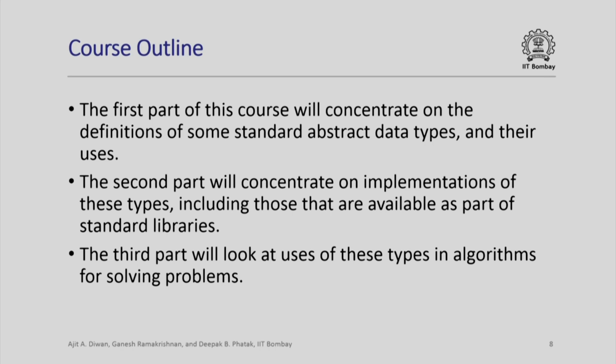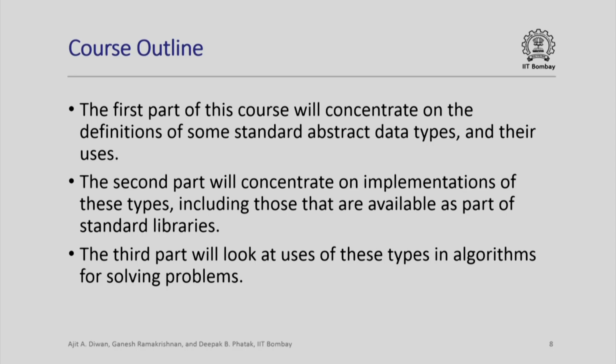So, let us look at the outline of the course that we will be doing. The first part of this course will concentrate on definitions of some standard abstract data types and their uses. There are many data types that occur very commonly, and we will look at their definitions, their properties, and some operations on those types. This is actually independent of any programming language or any particular implementation. We are only defining what the possible values and their operations are.